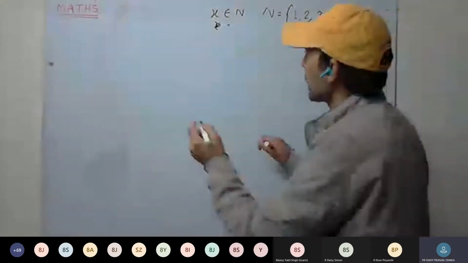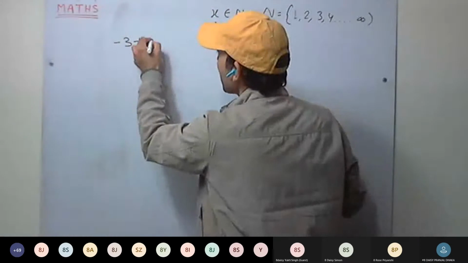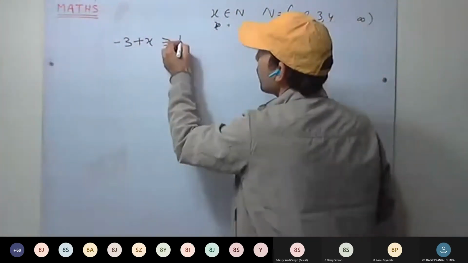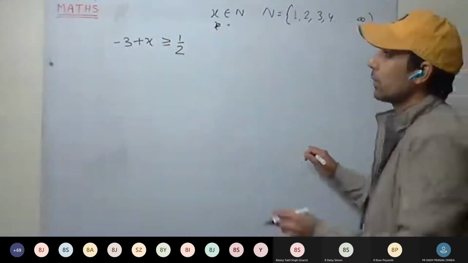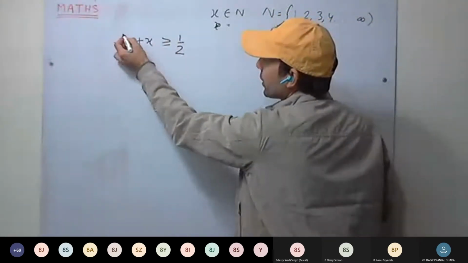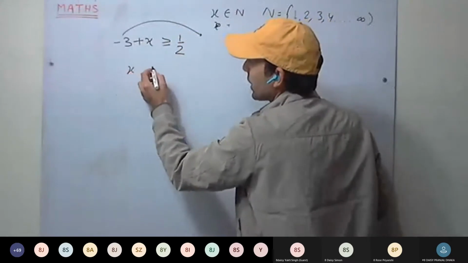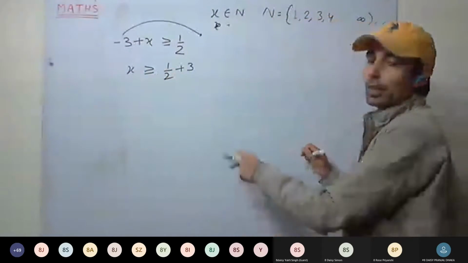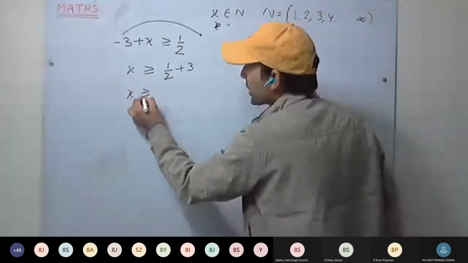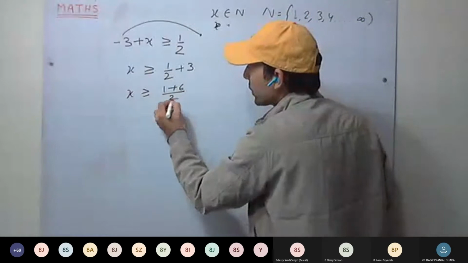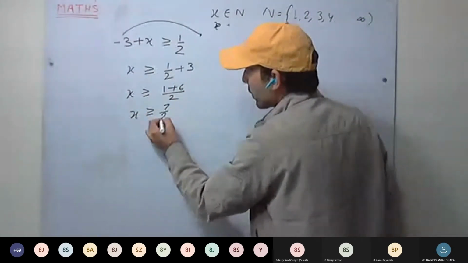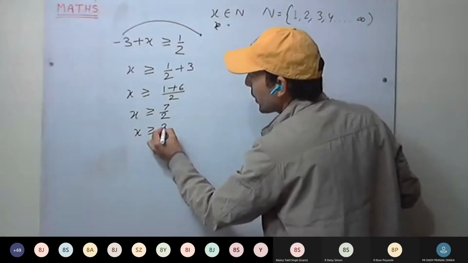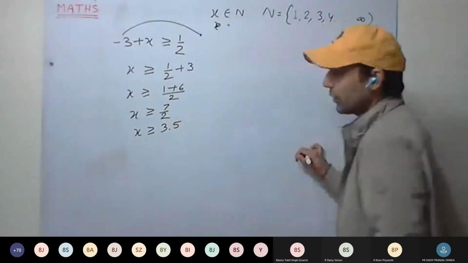Okay. So minus 3 plus x is greater than or equal to 1 by 2. Solve this inequality. Minus 3 plus x: the minus 3 will go to the right hand side and become plus 3. x is greater than or equal to 1 by 2 plus 3. Now take the LCM and add them: x is greater than or equal to (1 plus 6) divided by 2, which is 7 by 2. And 7 by 2 is how much? 3.5.